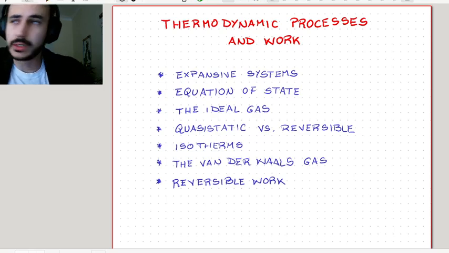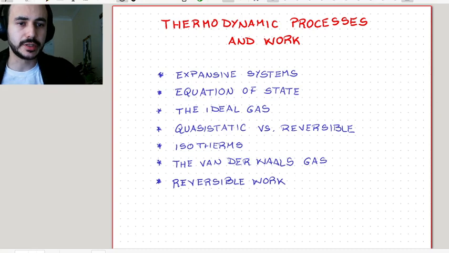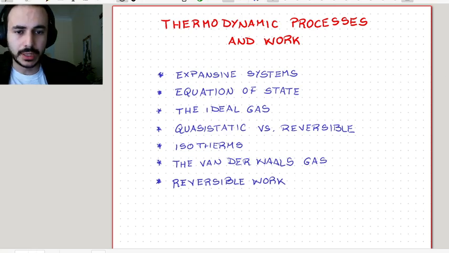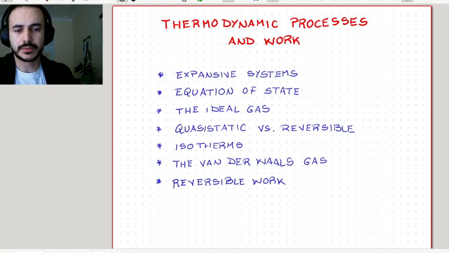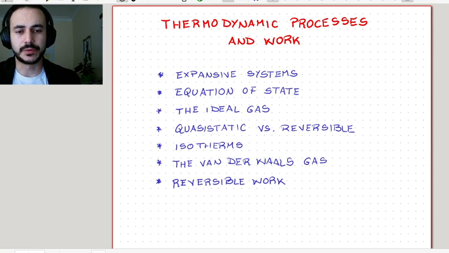Okay, welcome to this new topic in our course, which is thermodynamic processes and work. Here are the main headlines that we are going to be dealing with. In the beginning, I want to introduce a template system that we are going to be coming back to often in thermodynamics, because it's the simplest thermodynamic system that you can think of, and it's quite intuitive and useful to go back to it over and over again to understand the new concepts.